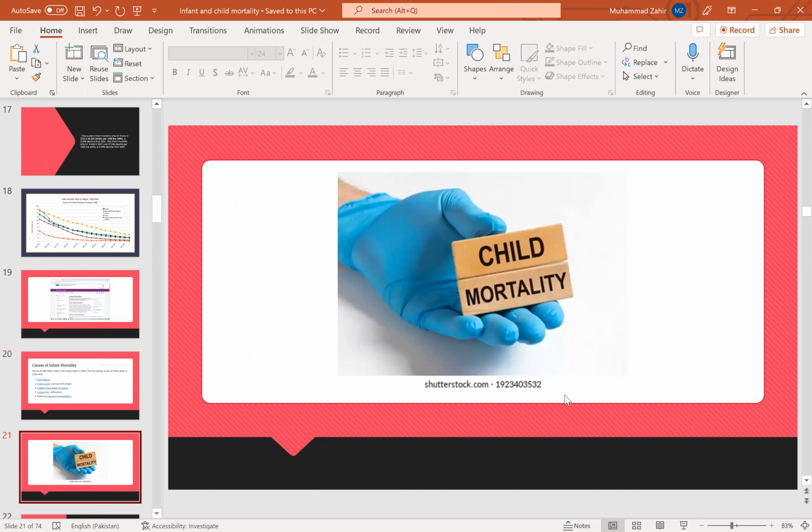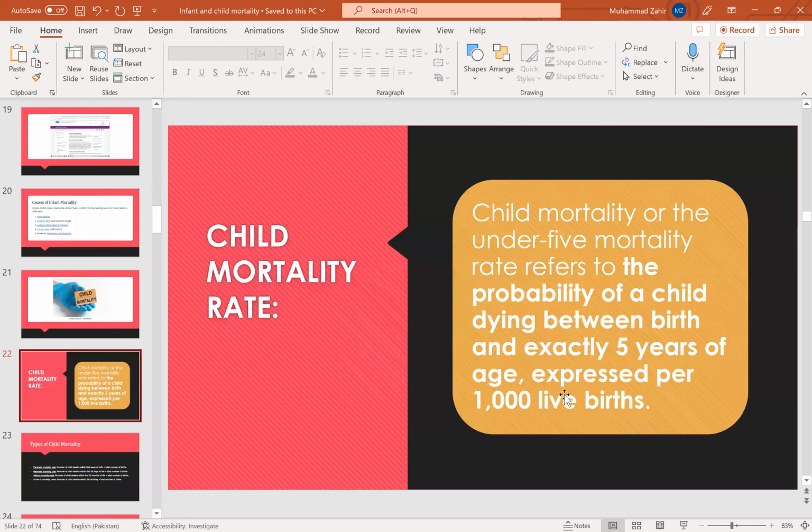Now talking about child mortality. Child mortality, or the under 5 mortality rate, refers to the probability of a child dying between birth and exactly 5 years of age, expressed per 1,000 live births.